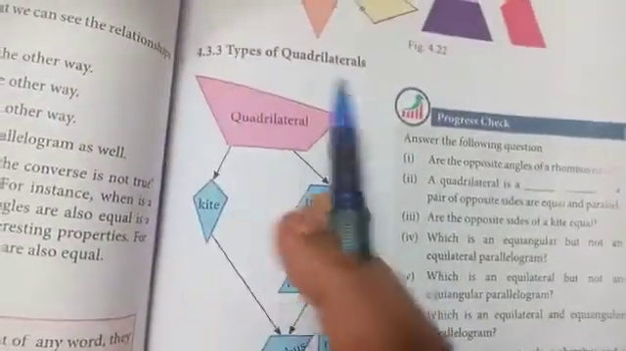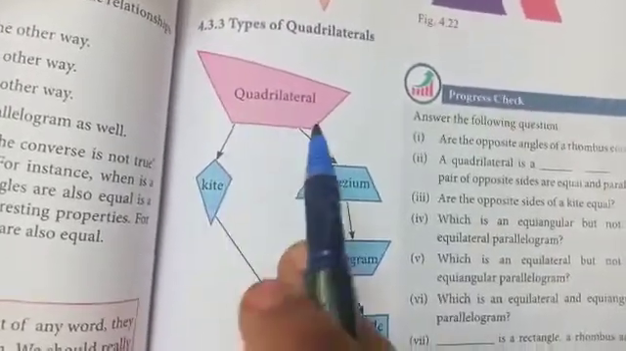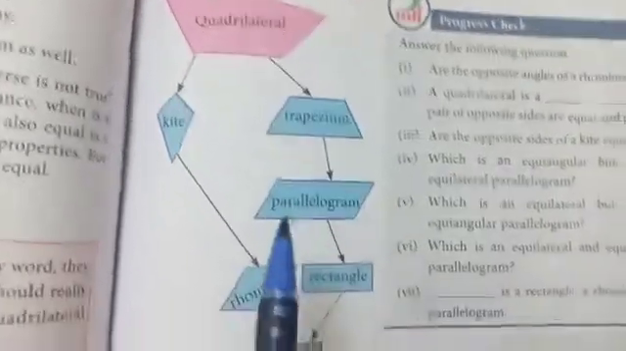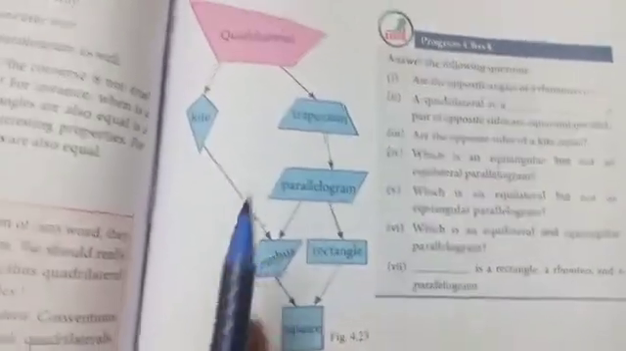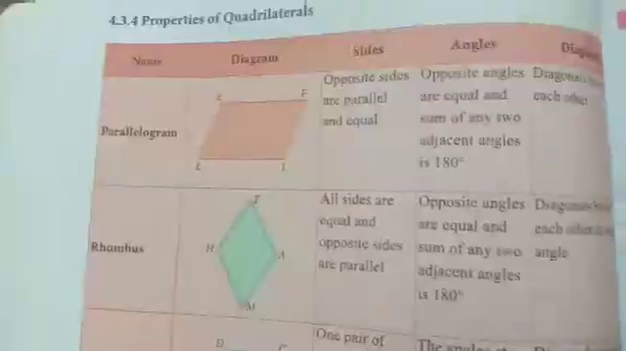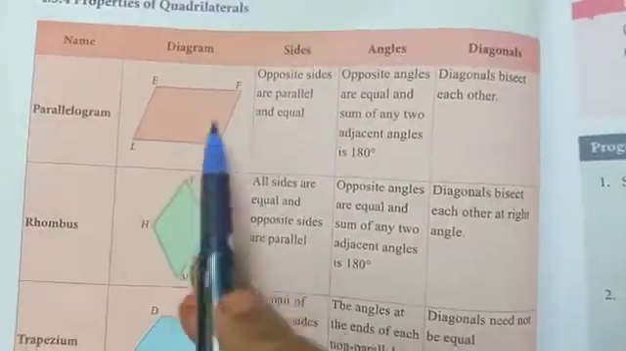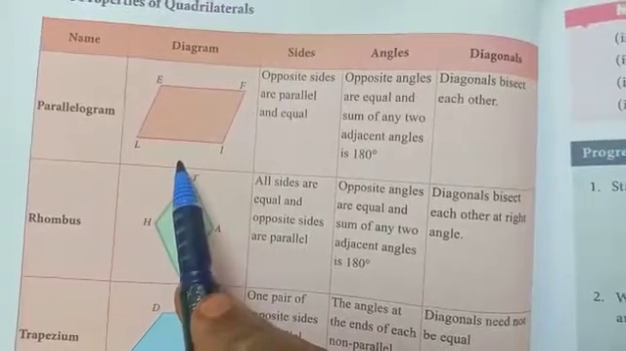Then the types of quadrilaterals. These are the quadrilateral types: kite, then trapezium, parallelogram. Parallelogram means rhombus, rectangle, then square. So these are the types of the quadrilaterals. Now let us see the properties of quadrilaterals. First one, parallelogram. This is the parallelogram. Opposite sides are parallel and equal.